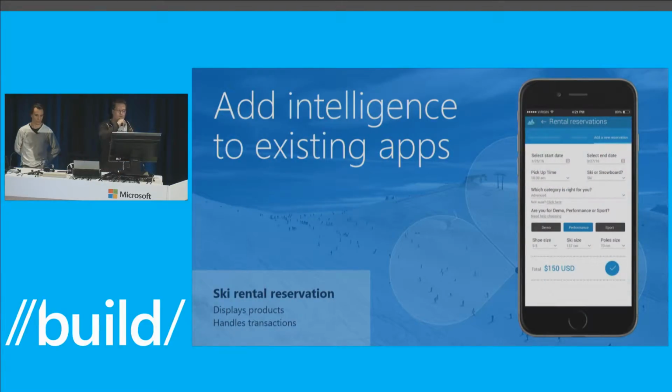So if you think about the first thing the two of us would do with our kids, if you're going to go skiing, one of the first activities is renting skis. And in this context, an app that doesn't have a lot of intelligence might look like this.